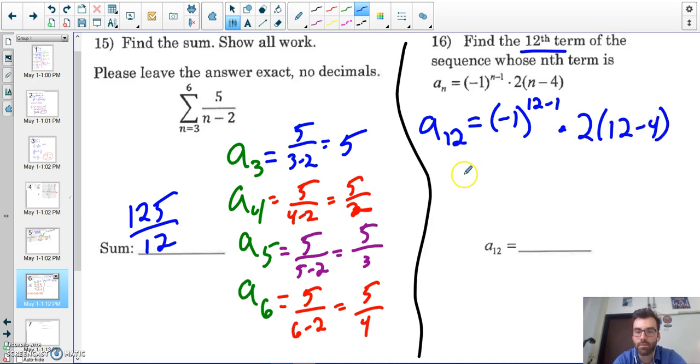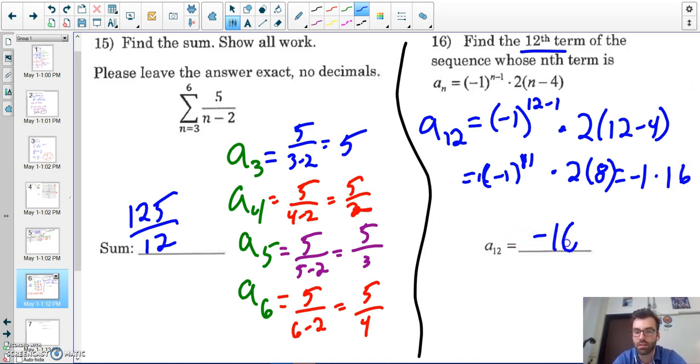All right, so this is going to be negative 1 to the 11th times 12 minus 4 is 8. Which gives me negative 1 to the 11th, gives me negative 1 times 16. So my 12th term is negative 16.